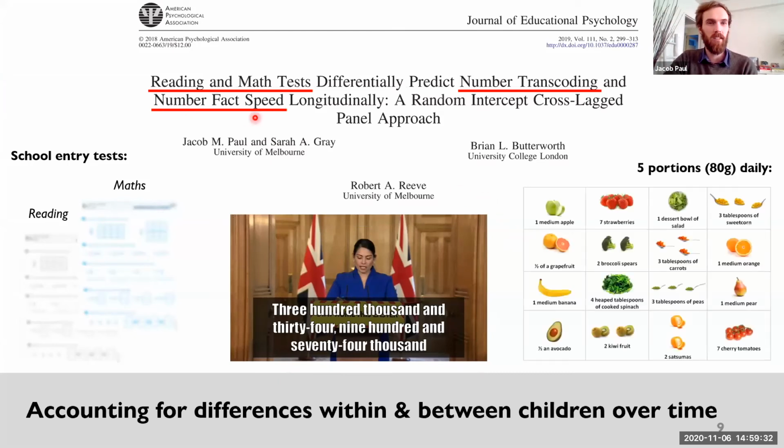And the other performance we're interested in is number facts. So in this case, the daily example is something like needing to find the number of objects you want to have in your diet per day and needing to add up the total number of fruit and vegetables to reach your recommended intake.